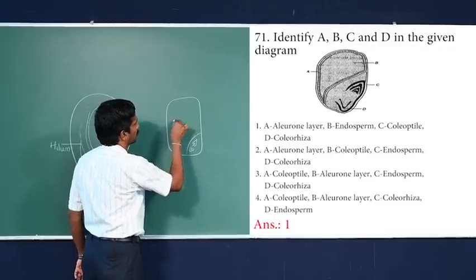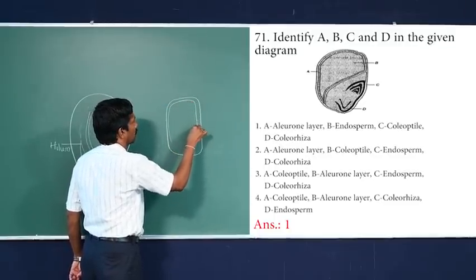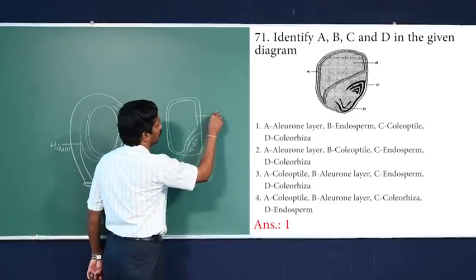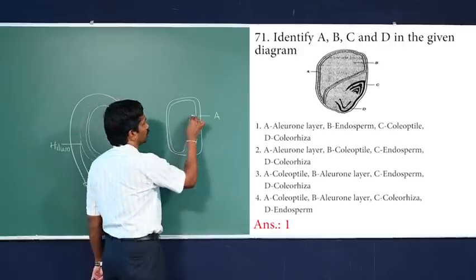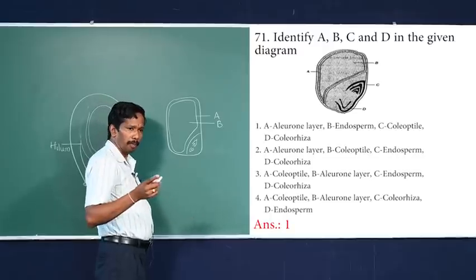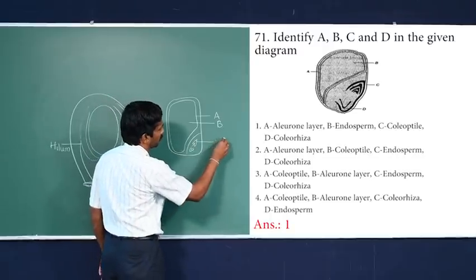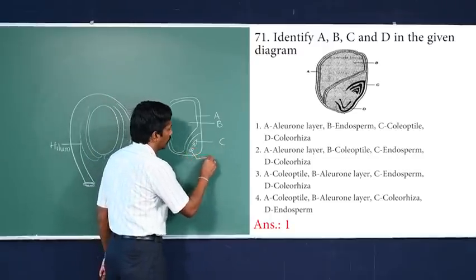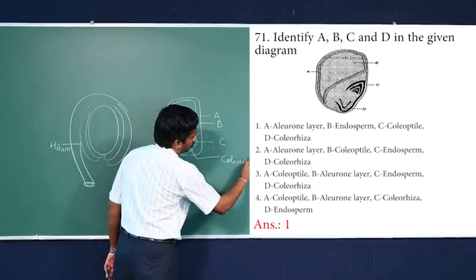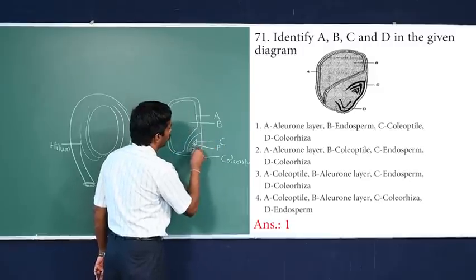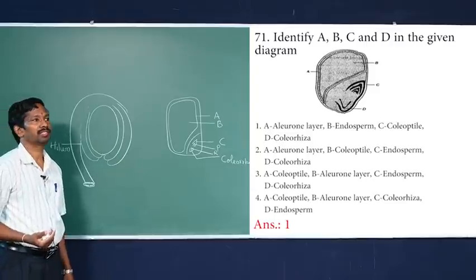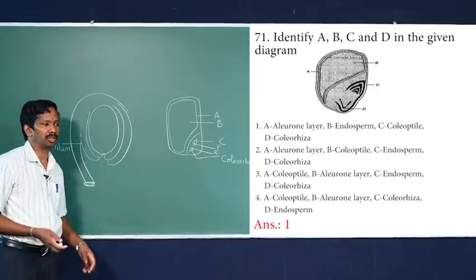Simple diagrammatic representation. So answers A, B, C, D have been given. A is representing the aleurone layer, B is constituting the endosperm, C is represented with the coleoptile, and D is constituting the coleorhiza, along with the plumule and radicle. So the answer should be 1 for question number 71 with the diagram of maize.